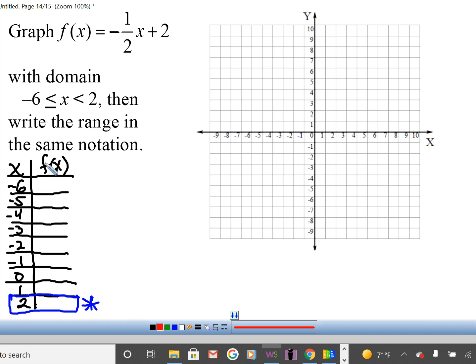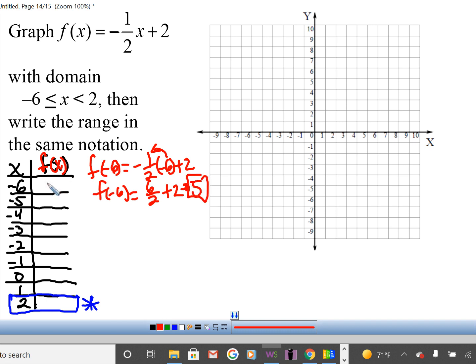So I'm going to change this to red just so we can stay consistent as I always do. And we use our function f of x equals negative 1/2 x plus 2. So how do we find our range? Well, we substitute the value. What is my first value? Negative 6. f of negative 6 equals, what is negative times a negative? Positive. 6 times 1 is 6 over 2 plus 2. Did everybody see what I did here? I just multiplied times the numerator. Okay. So question. What is 6 divided by 2? Plus 2? 5. So that goes right there.